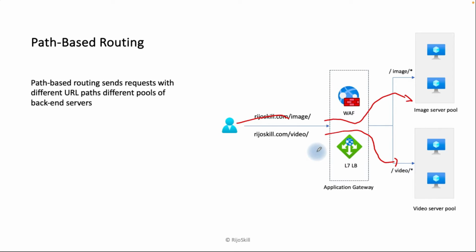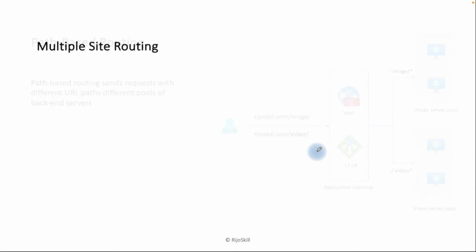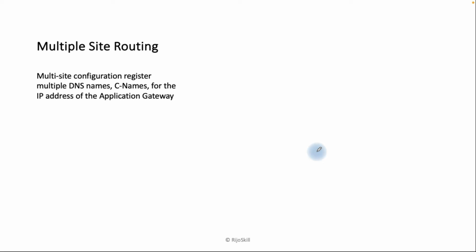So now you understand what path-based routing is for. It depends on a route, what the server port is. So they will route your URL path to the different ports. Okay. So next we will go for multi-site routing.